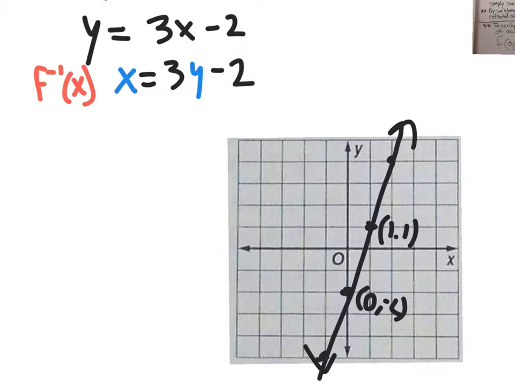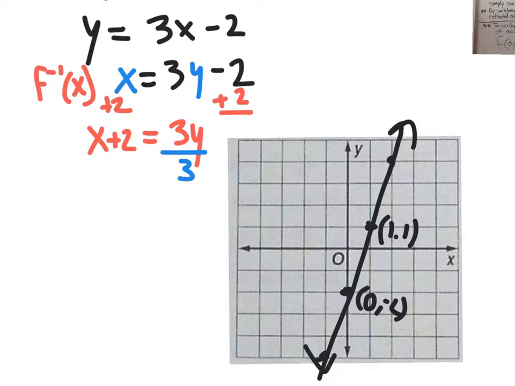So it's the same exact equation, but instead of y equals 3x minus 2, it's x equals 3y minus 2. All I did was switch the x and y. Now I need to solve for y. So when I solve for y, I need to first get rid of that minus 2 by doing the opposite, plus 2 and plus 2. So you're going to get on the left side of your equation x plus 2 equals 3y. And last but not least, you need to divide everything by 3.